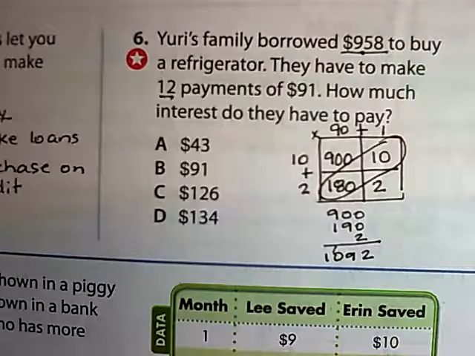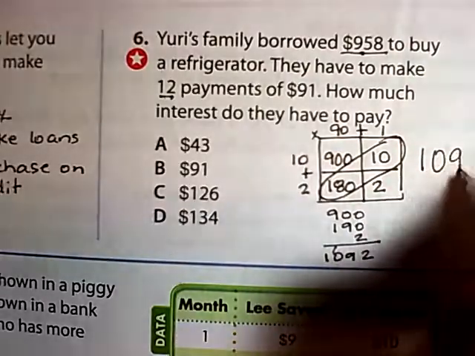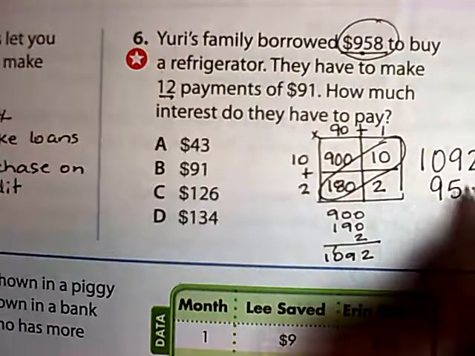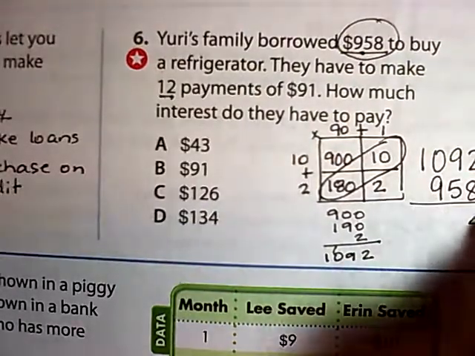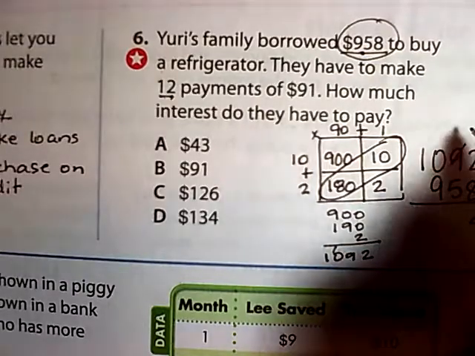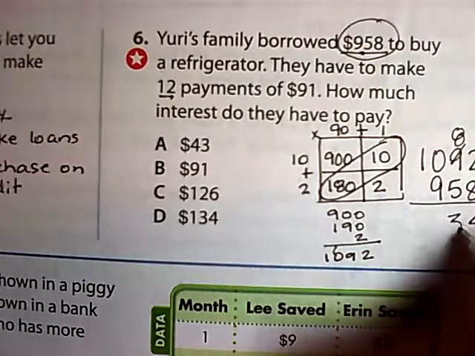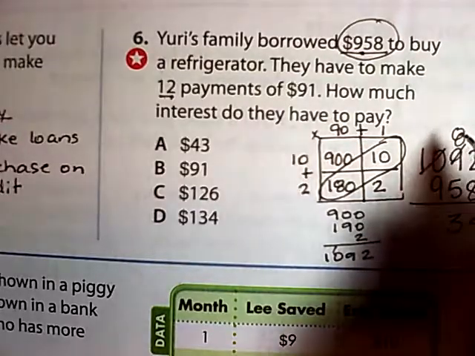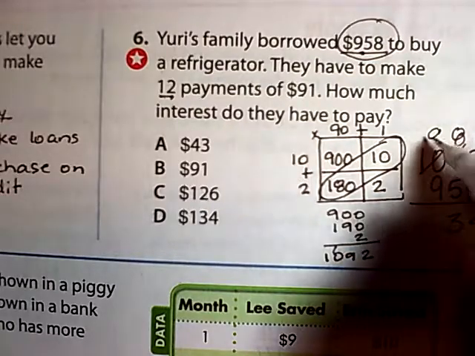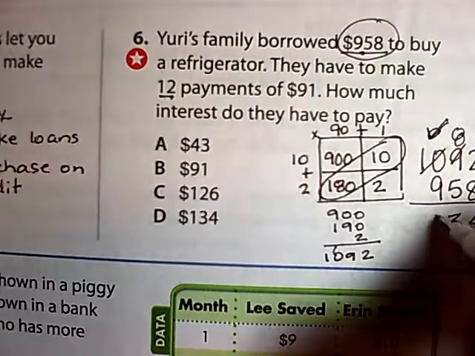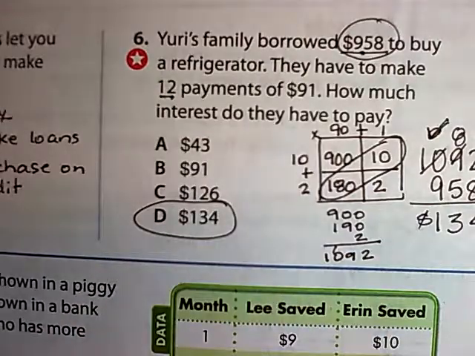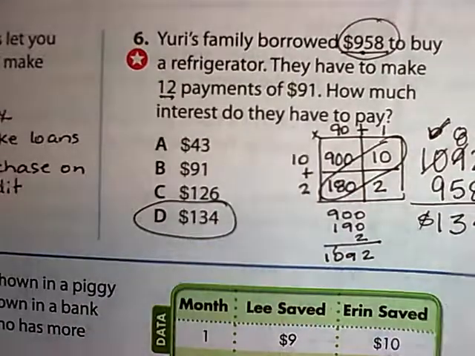Okay, so 1092, and then I'm going to take that and subtract the original purchase price, which is 958. Okay, I can already see it. This is going to become an 8, which is a 3 right here, and this is a 9. No, that one is good. This one stays good. So 10 minus 9 is 1. So $134 is what she's going to pay on top of the 958.